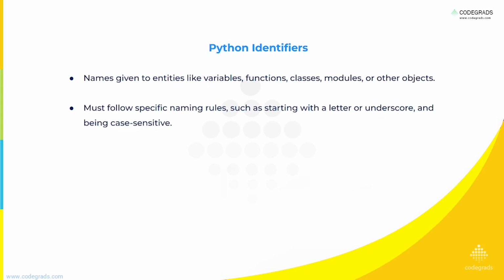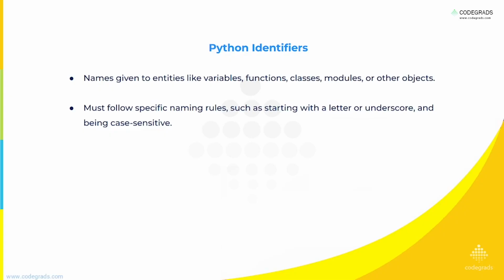Now moving on, we have the identifier. These are names given to entities like variables, functions, classes, modules, or other objects, and they must follow specific naming rules, such as starting with a letter or underscore and being case sensitive. So identifiers are basically names given to variables, functions, classes, etc. You create them in your own program, and there are rules.